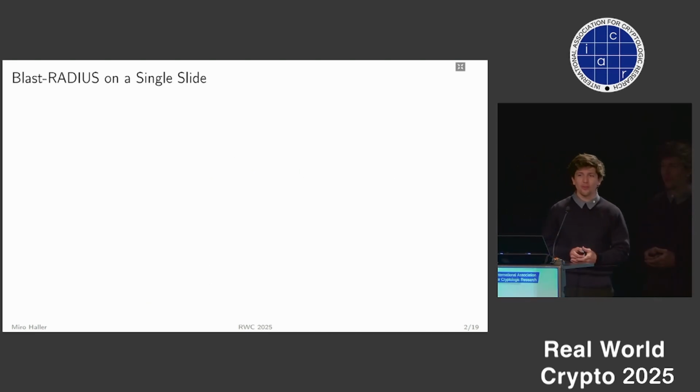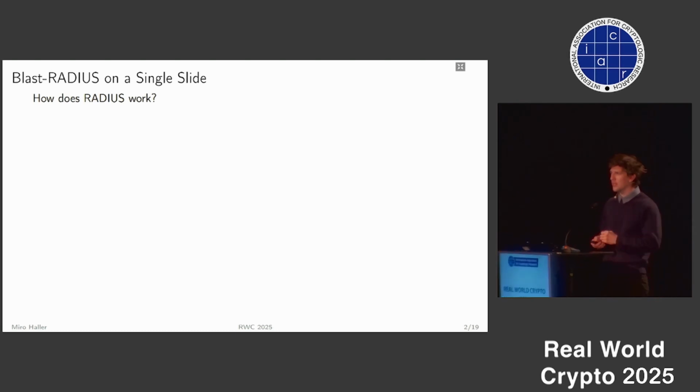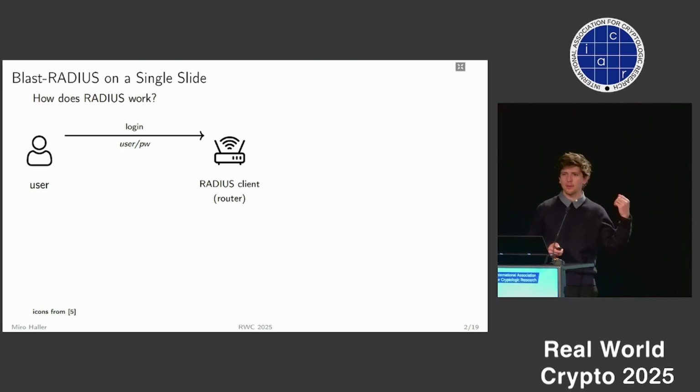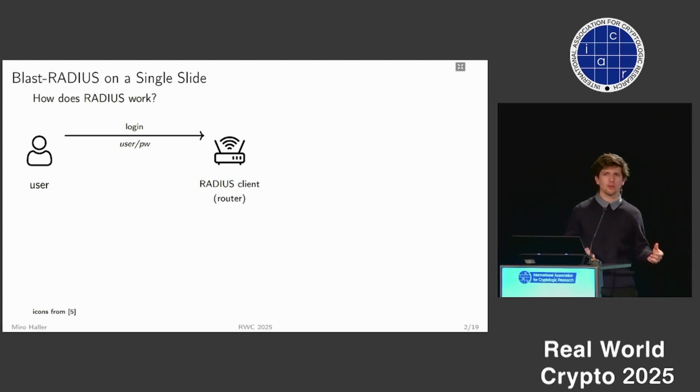Here is a one slide summary of our work. Let's start with how Radius is used to connect the user to an enterprise network. So let's consider a user that wants to authenticate to a router to connect to Wi-Fi. In that case, the user sends their username and password to the router. But in most enterprise deployments, the router doesn't actually store all of the user credentials. Instead, there is a centralized authentication database.